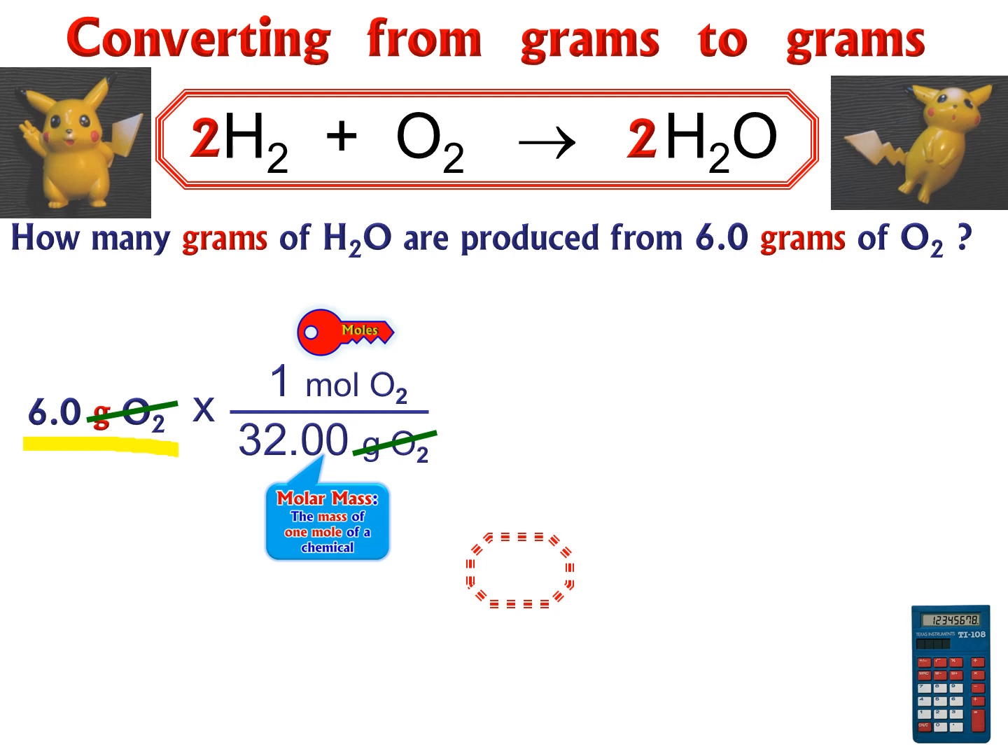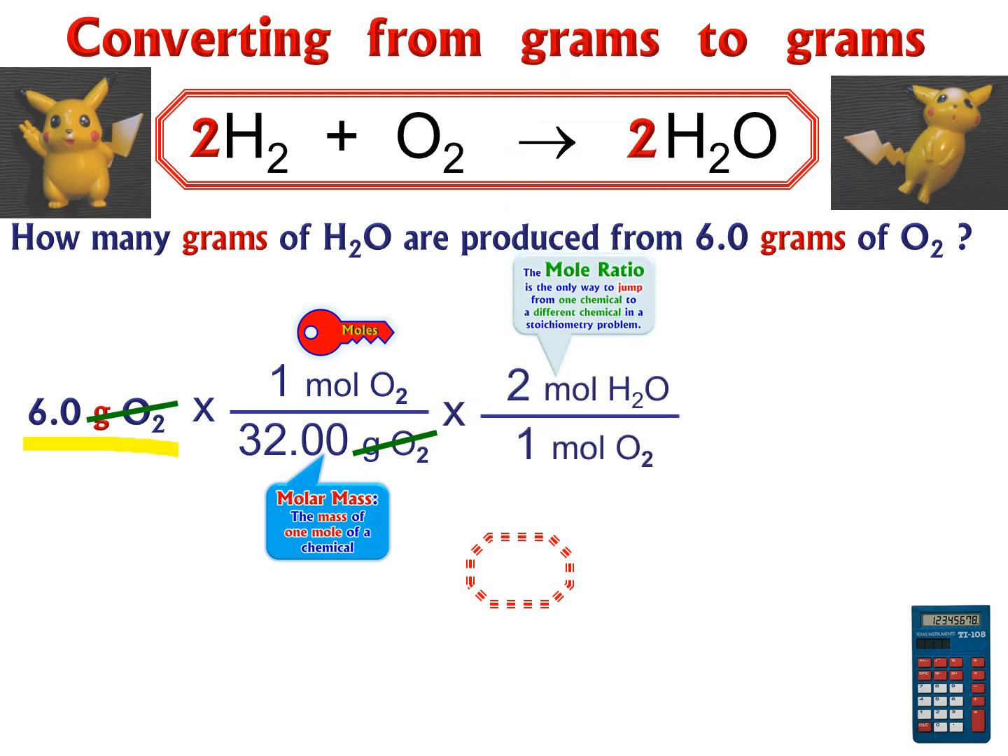What's the coefficient that goes along with the oxygen? It's an invisible 1. Notice there's no coefficient up there. It's an invisible 1. What's the coefficient that goes along with water? It's a 2. Well, that goes on the top. Notice that the mole ratio is moles over moles. And whichever chemical you're starting with goes on the bottom. Whichever chemical you're jumping to goes on the top. Then, of course, this unit cancels. And now we've got the right chemical. We've got moles of water.